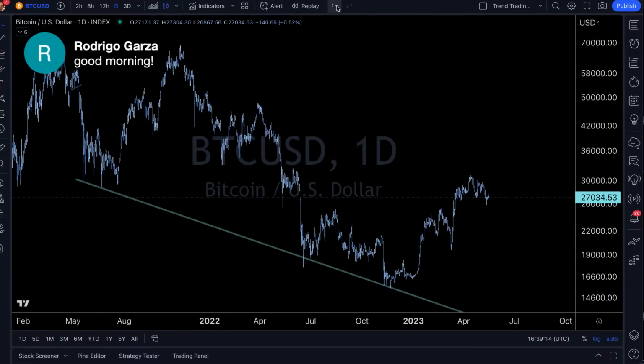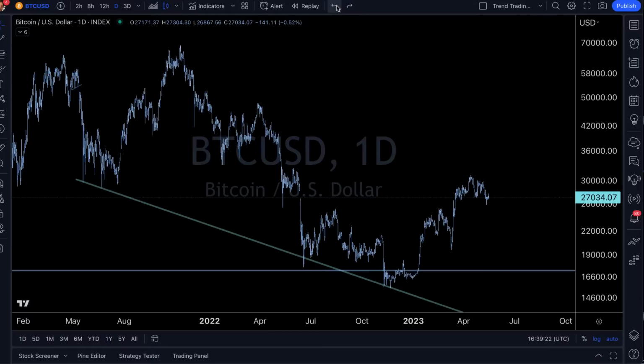Let's get going. I'm going to add in another line over here. Most of you are familiar with that line. I call it the previous cycle ceiling. By the way, that is the line that helped us understand that a bull market breakout was happening. So I call it the previous cycle ceiling.